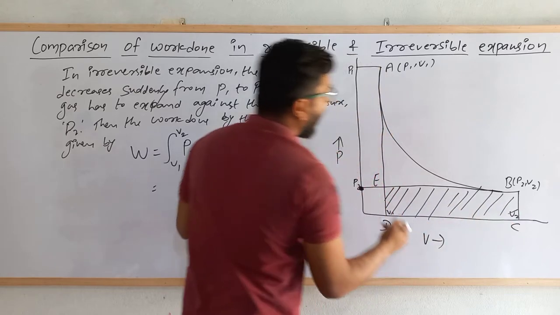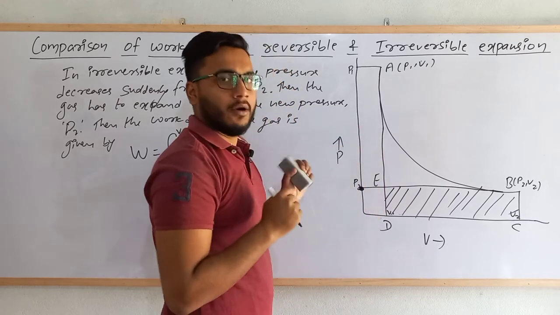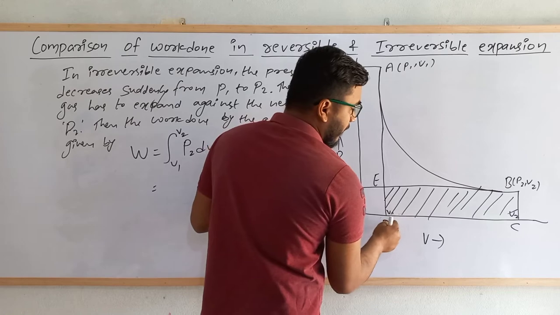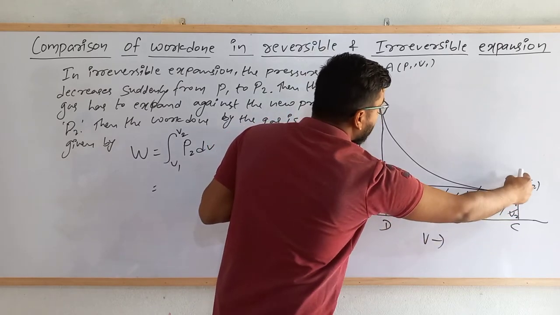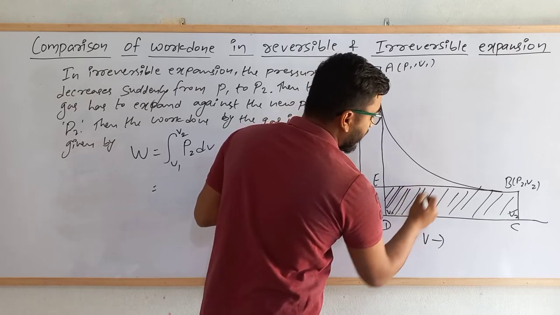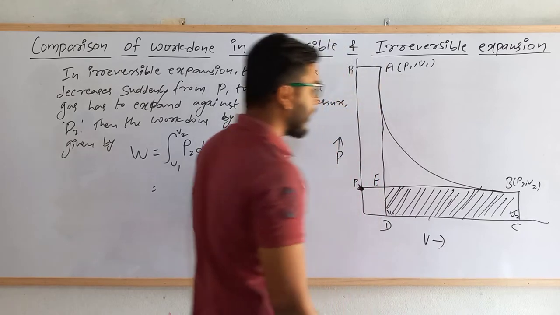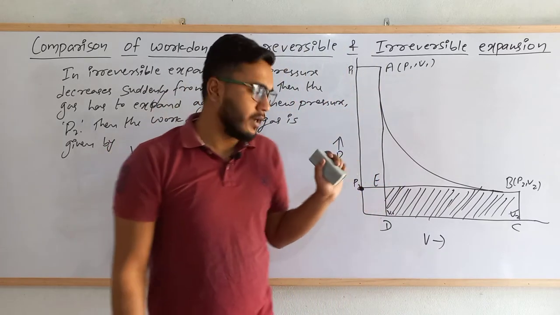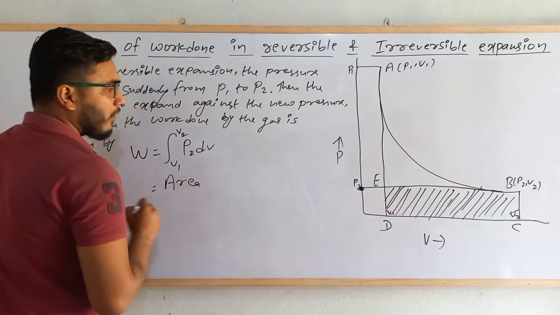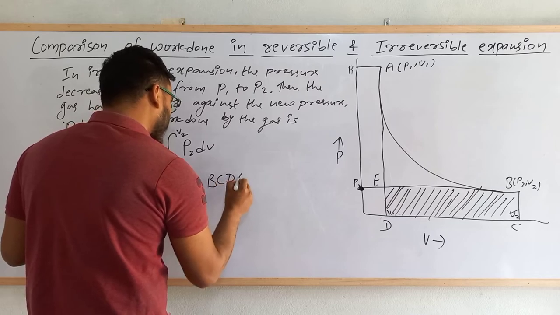If this was P1, then it would be from here to here, all the region would be included, right? But it is against P2, that means the volume expands from V1 to V2 and the external pressure is only P2. So this is the total region of work done by the gas. Here you can see, this is equal to the area of BCDE.